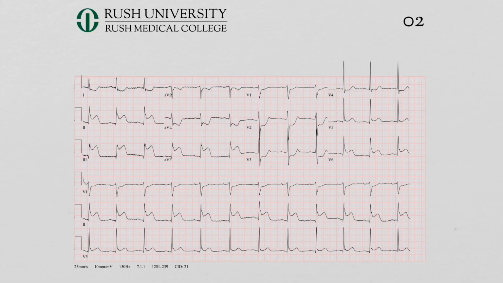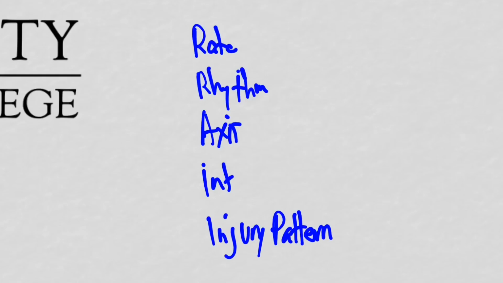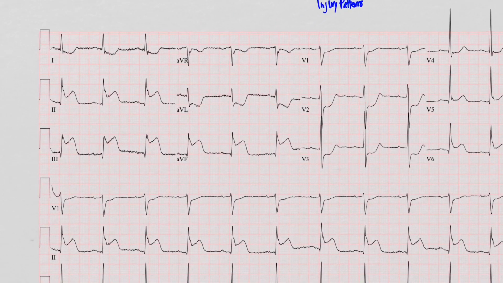So let's do the same thing here that we did in the first one. Let's first write down the things that we're going to look at, right? We're going to look at rate, rhythm, axis, the intervals, and then we'll look for injury patterns. Now there is a lot more that we can look at on EKGs, which I am not putting in here, just to keep it simple for now. We will be looking at them later throughout your career.